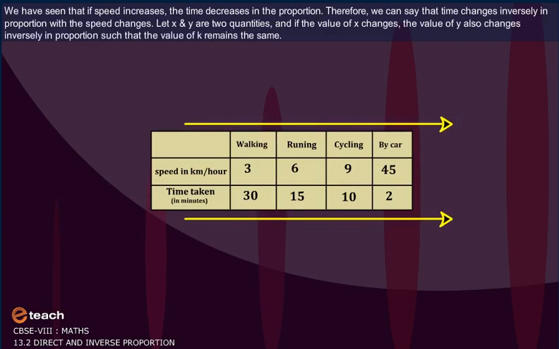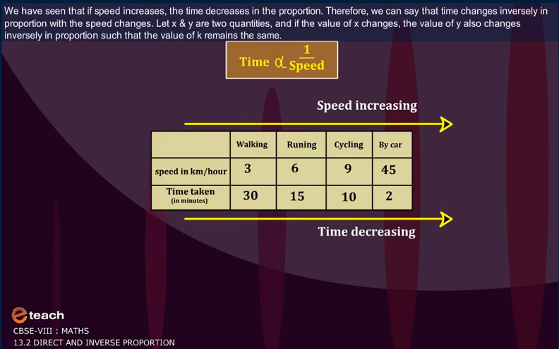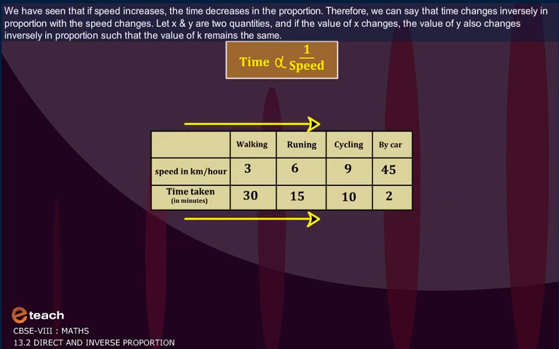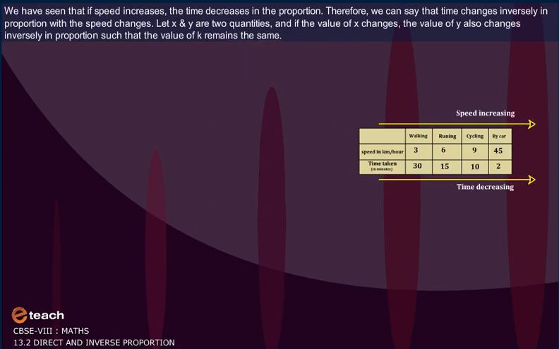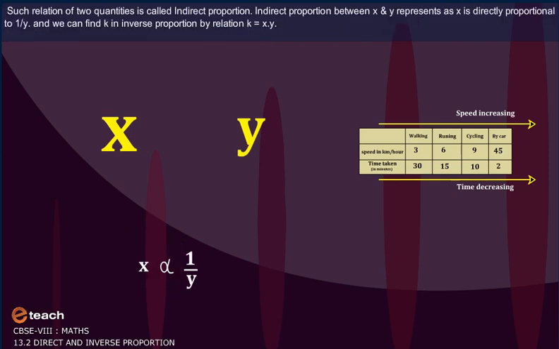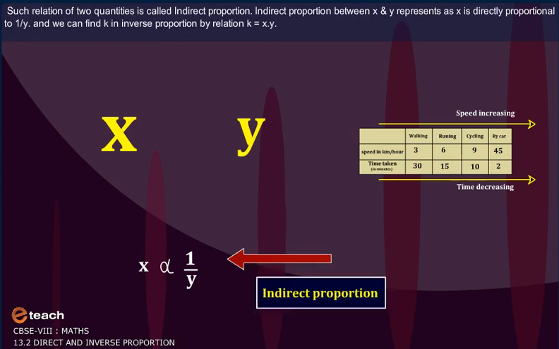We have seen that if speed increases, the time decreases in proportion. Therefore, we can say that time changes inversely in proportion with the speed changes. Let x and y be 2 quantities. And if the value of x changes, the value of y also changes inversely in proportion such that the value of k remains the same. Such a relation of 2 quantities is called indirect proportion.